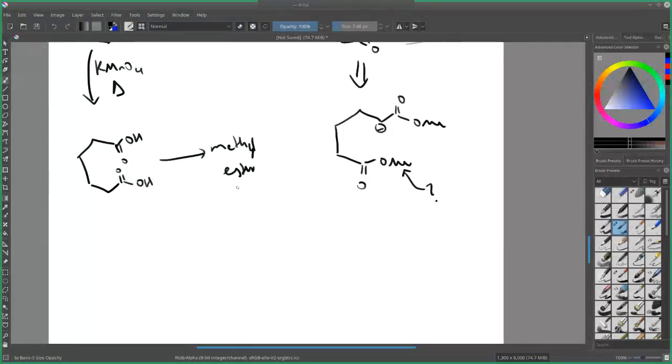CH2N2. Yeah, there we go. I was looking for that one in particular. Yeah, so we use diazomethane. You could do a Fischer esterification, but diazomethane is way nicer because everything gets converted very well, with a very high yield. So diazomethane would be a good way to do that.